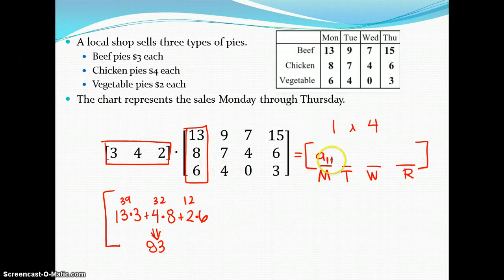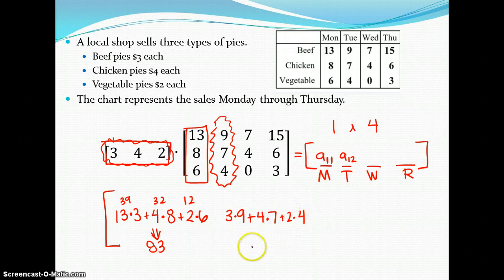If you look at the second entry for Tuesday, we want row 1, column 2. So we want to use the same row, but column 2. To see how much you earned on Tuesday: 3 times 9, 4 times 7, and 2 times 4. The total for Tuesday, 27, 28, and 8 would give you 63. So $63 earned on Tuesday.